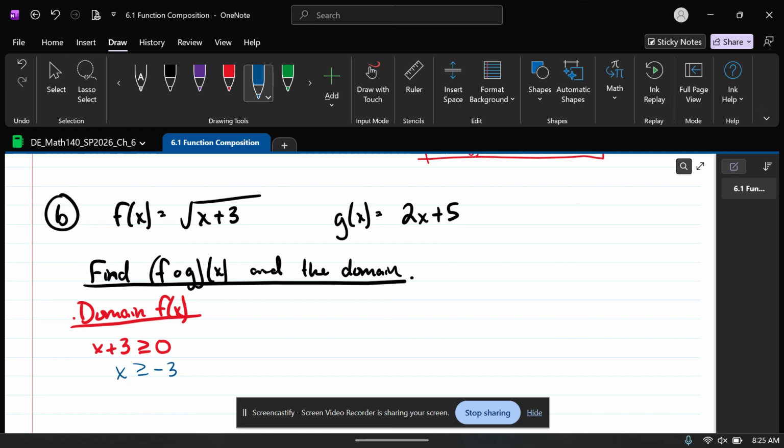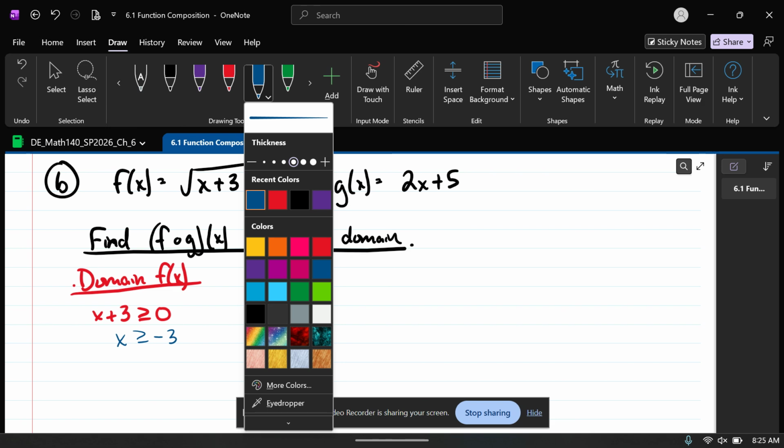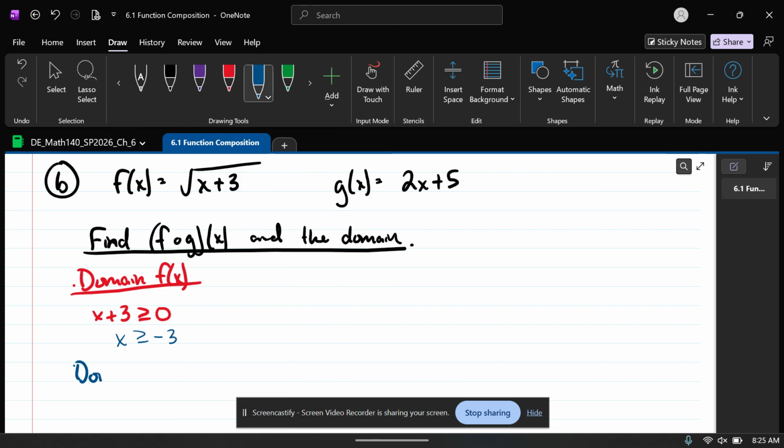I'm not really worried about writing it in interval notation here because that's not going to be the answer. I want to write that final answer in interval notation. That inequality version is probably better for me right there. Now I'm going to do the domain for g of x. What do we know about the domain of g of x? Yeah, there's no red flag, so it's all real numbers. I'm just saving myself a little writing by writing all real numbers like that.